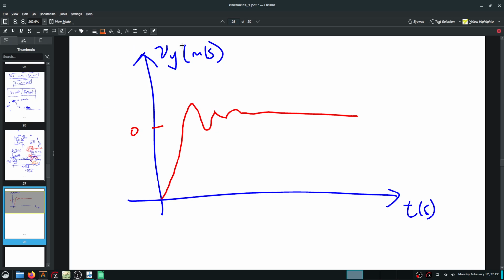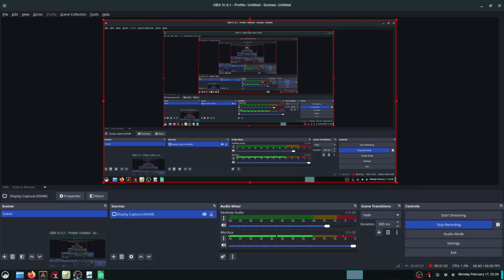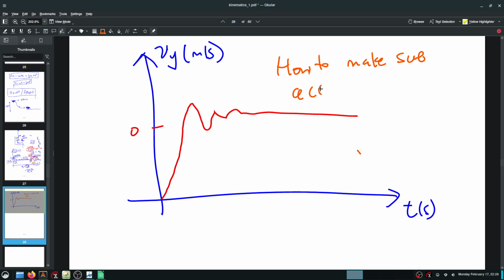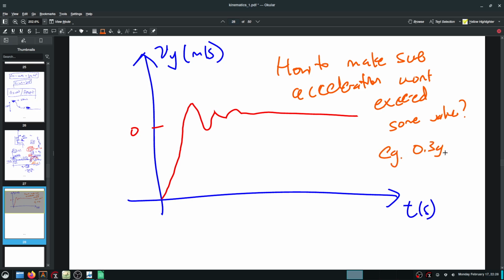So how do you make sure that acceleration won't exceed some value? For example, 0.3 g. To answer this question, one of the questions you need to ask is, what is the acceleration at all times on this graph? What is the acceleration?